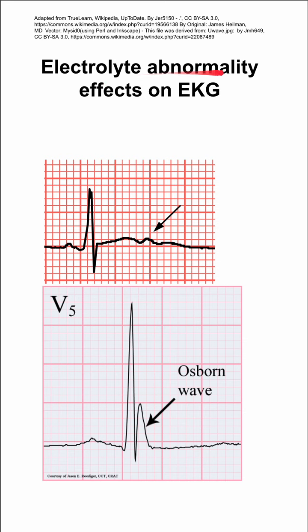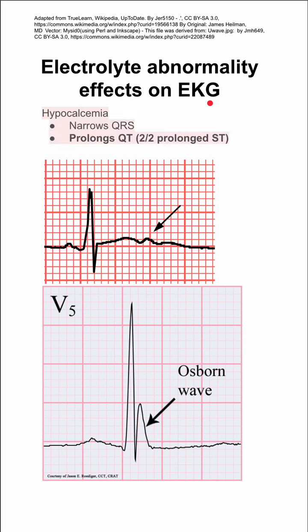This is how electrolyte abnormalities might manifest on EKG. Hypocalcemia causes a narrow QRS and a prolonged QT segment. This is secondary to a prolonged ST segment. U waves may also be present. A U wave is shown here.